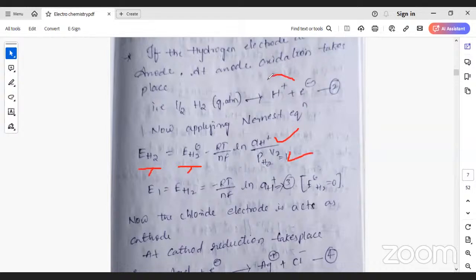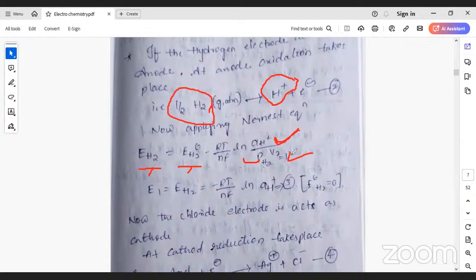What is the product here? That is H plus. What is the reactant? That is half H2 gas. For the reactant, which is a gas, we consider the pressure. The product is the ion, that is in the liquid, so we have to consider the activity, that is A of H plus.